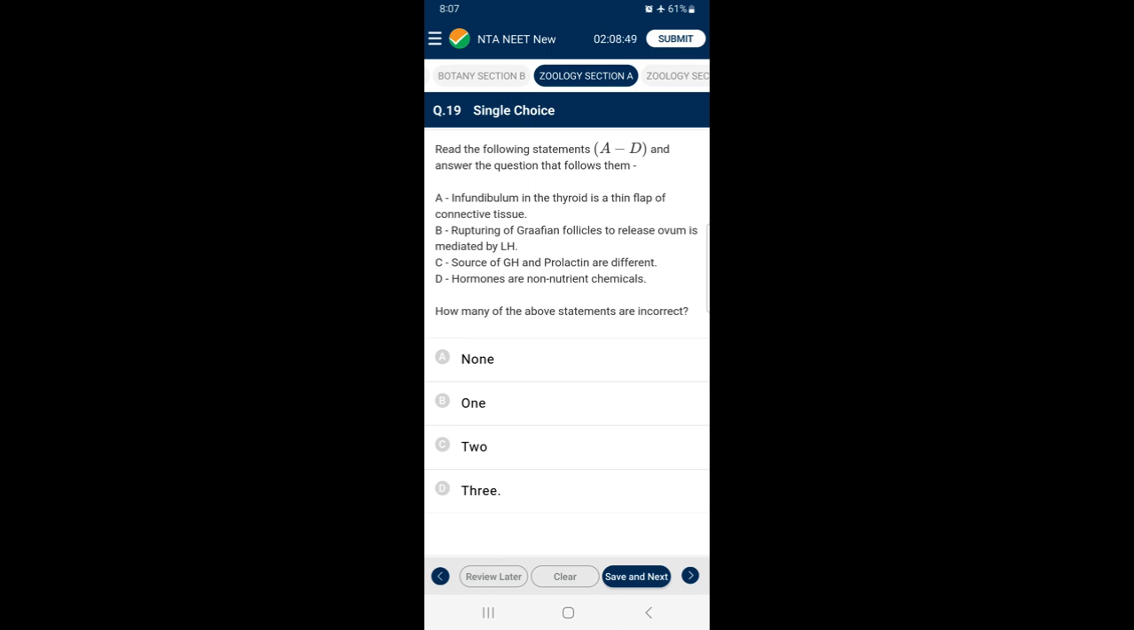Question number 19. Read the following statements. From the given statements, how many of the statements are incorrect? Isthmus in thyroid is the thin flap of connective tissue. A is incorrectly given. C, source of growth hormone and prolactin is the same. So that is also incorrectly given. So from the given 4 statements, A and C are incorrectly given. So the answer is option C. 2 statements are incorrectly given.